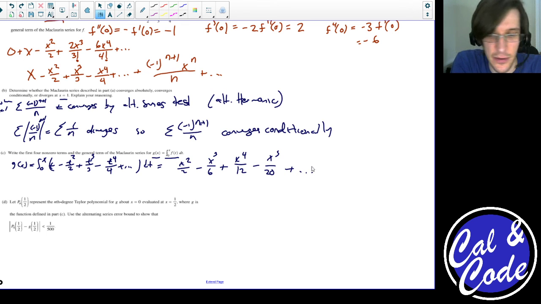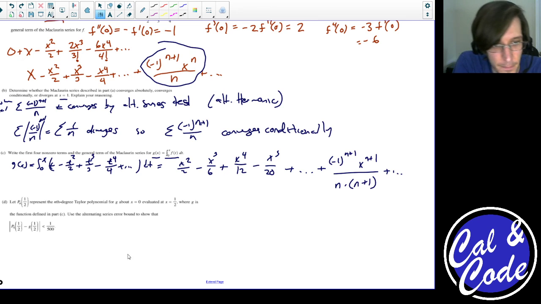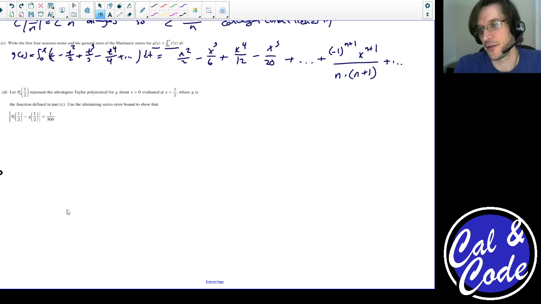And if I integrate the general term, so let's look back up here at the general term, it would integrate into negative 1 to the n plus 1, x to the n plus 1, all over n times n plus 1. There it is. I have done part C, just integrating term by term of the series I already had.